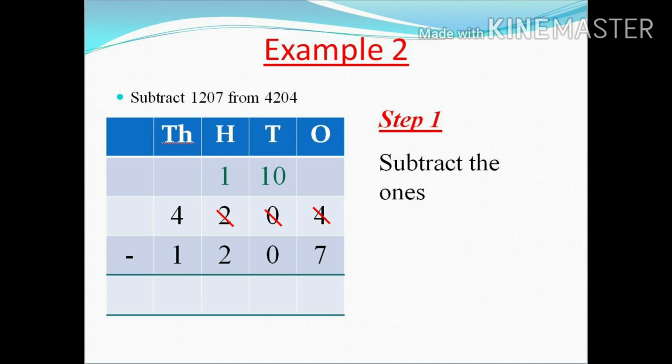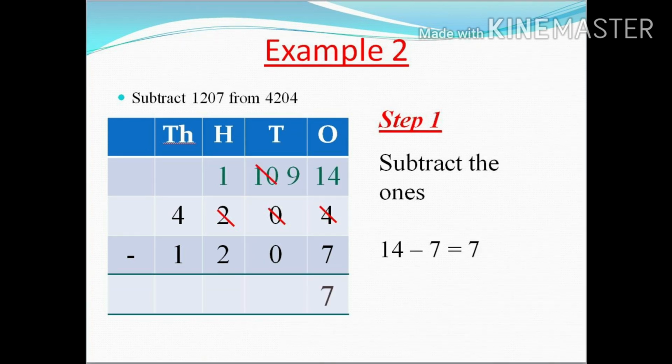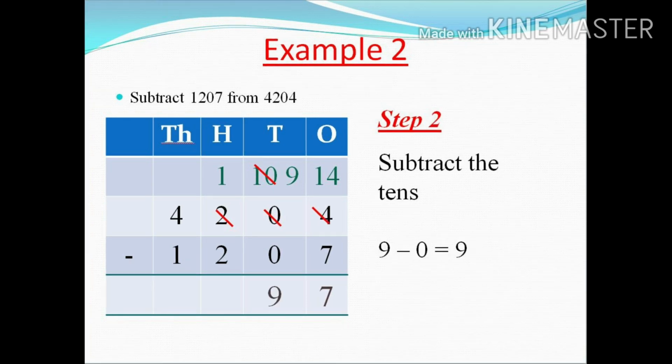Now, from 10, we take 1 and give it to the ones place. So, the tens place will become 9 and the ones place will have 14. So, 14 minus 7, we get 7. Write it below the ones column. Next, we subtract the tens. From 9, we take away 0. We get 9 only, as 0 has no value. Write it below the tens column.